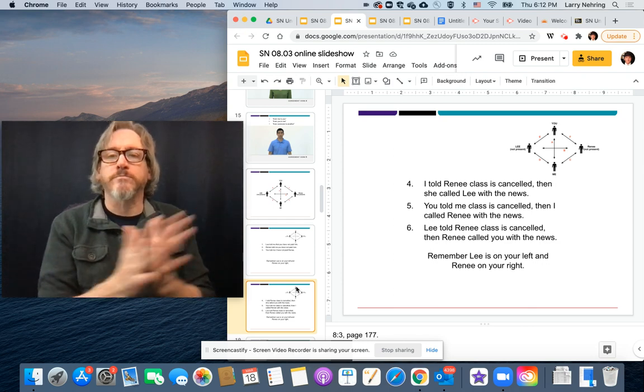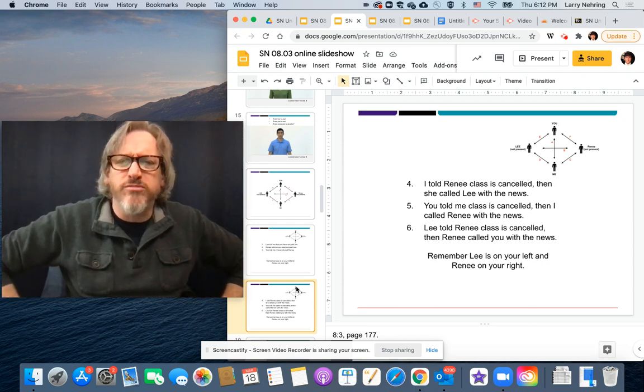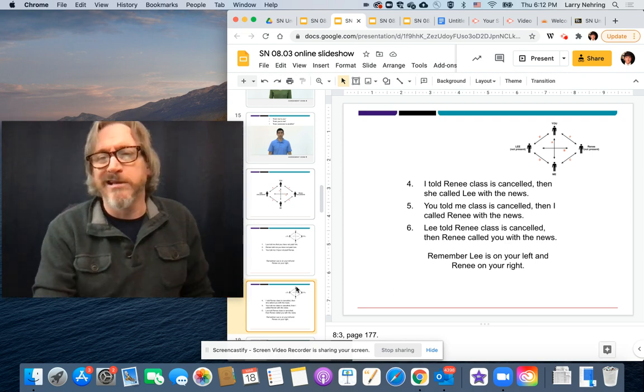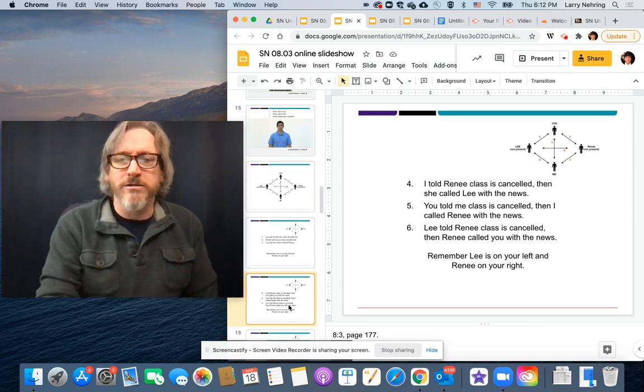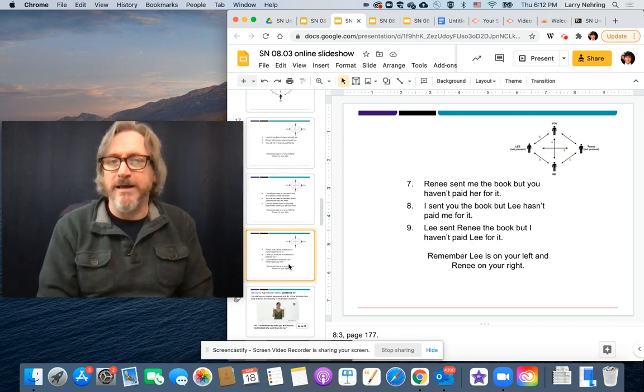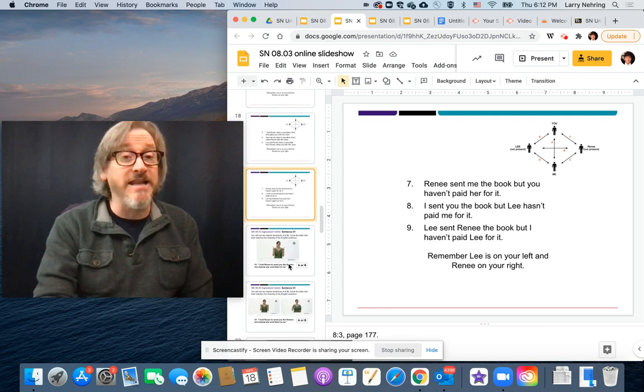Why did they pick Renee in that? Is there one they could have used that would have been gender non-specific? This is before we started being more sensitive about that. So luckily they had Lee, right?